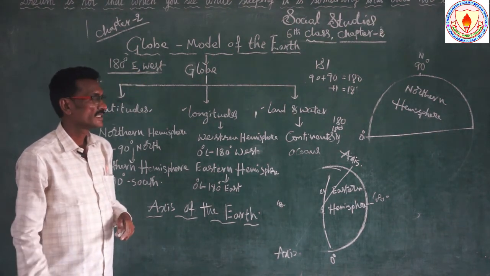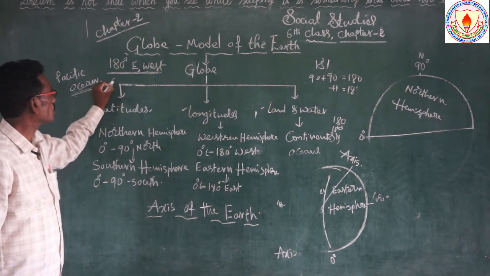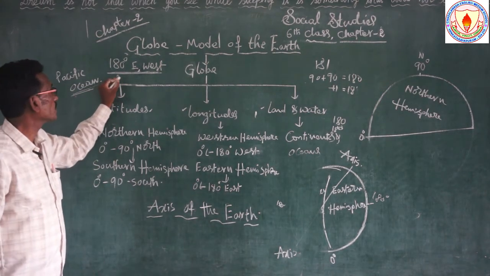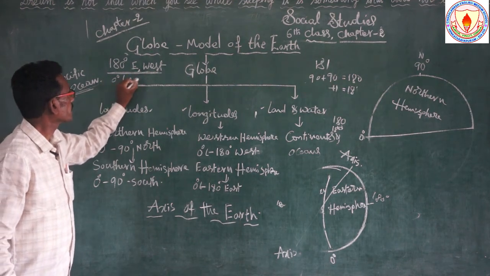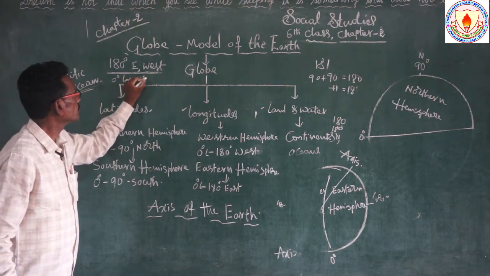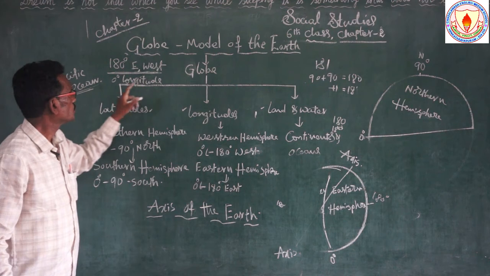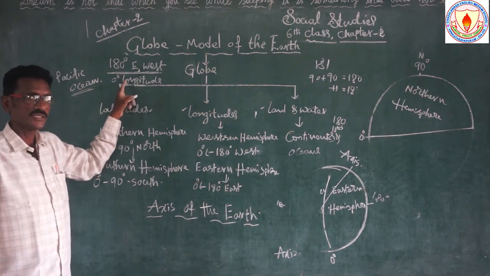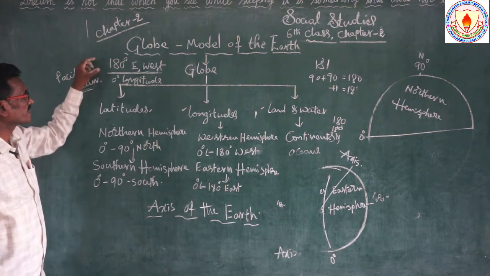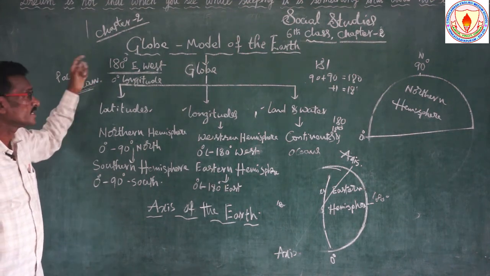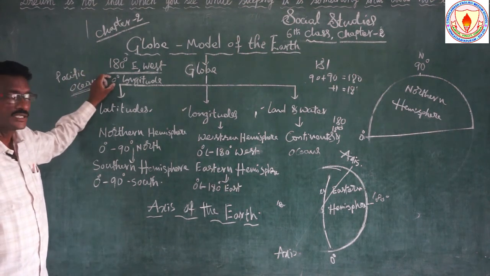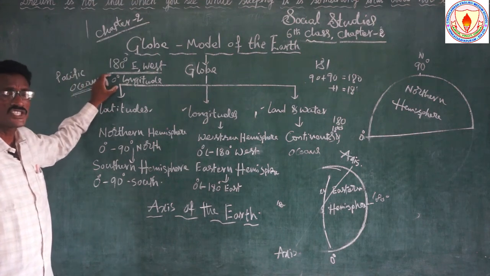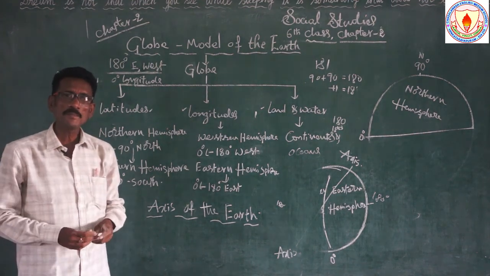Another important one is 0 degrees longitude, not latitude, longitude. 0 degrees longitude is the Greenwich longitude. What is the difference here between 180 degrees longitude and 0 degrees longitude? 180 degrees is the international date line. 0 degrees is the Greenwich longitude or prime meridian.